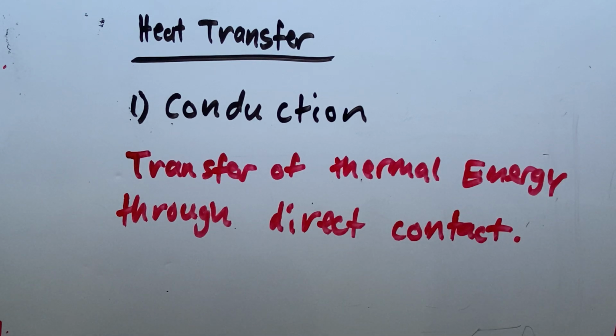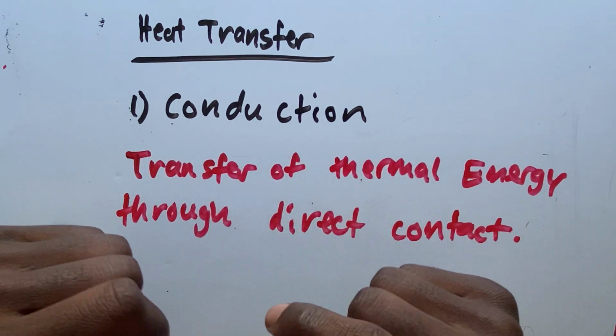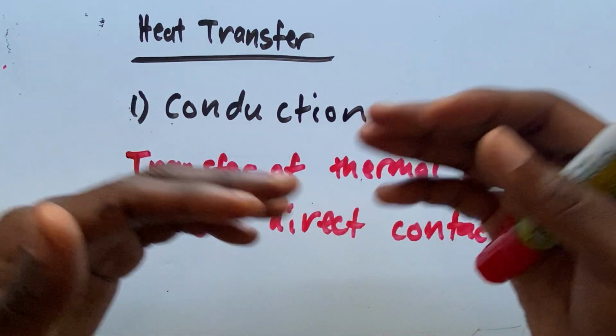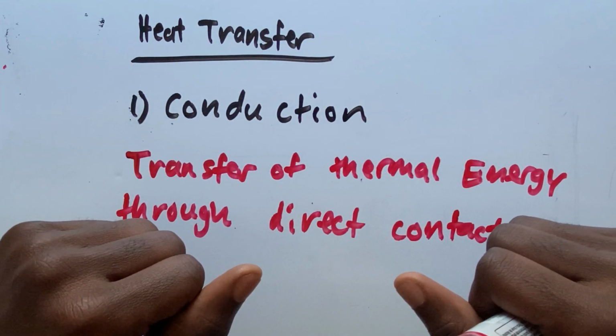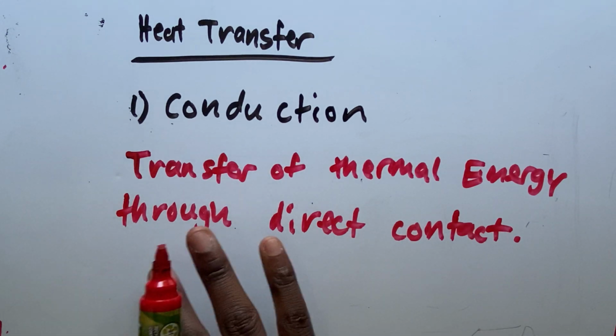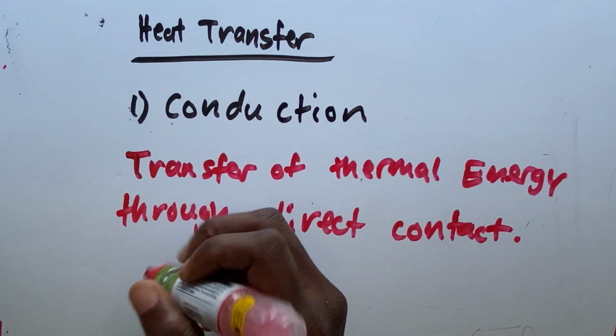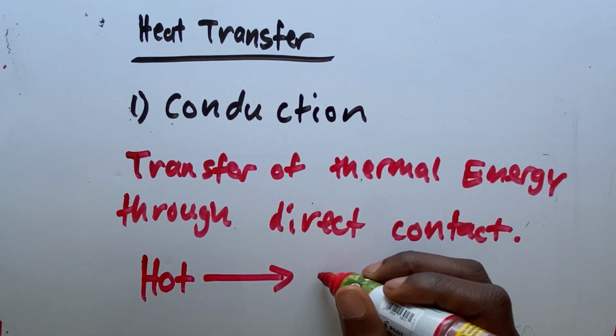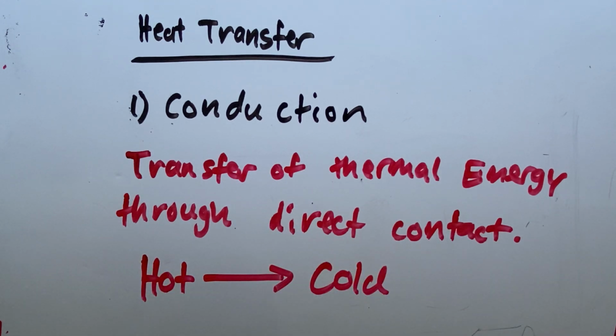If you hug somebody, that would be a form of heat transfer through conduction because you're in direct contact with that person. And the heat is always going to travel from hot to cold, right? I think I discussed that a little bit last time.